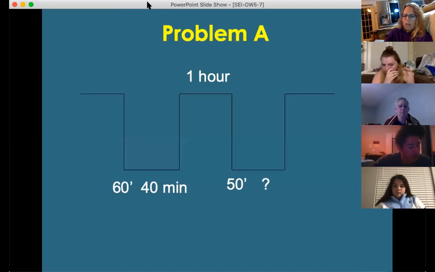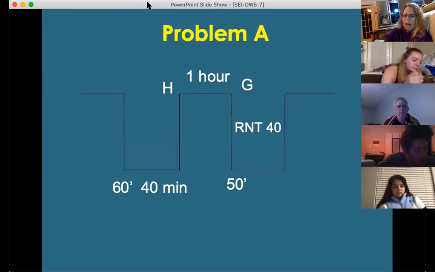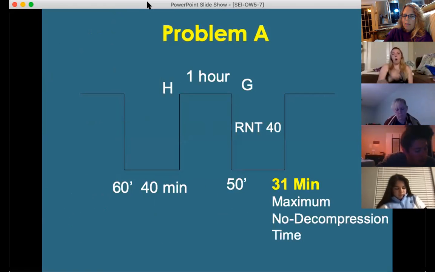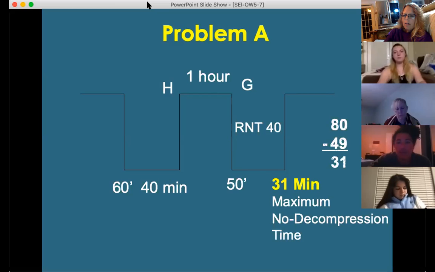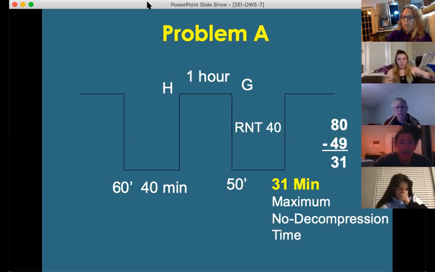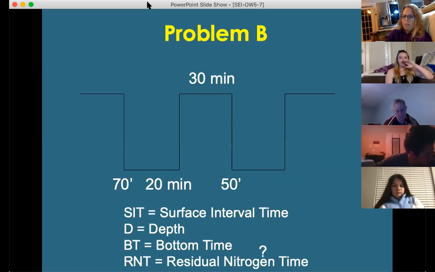And so when you chart it out, it looks like this. We were an H diver, we stayed out for an hour. We're a G diver, RNT, residual nitrogen time, is 40. And the answer is 31 is how long we can stay. And then interestingly, if you follow 50 to the very end, you'll see there's an 80 there. If you take the 80 minus 49, you're going to get 31.